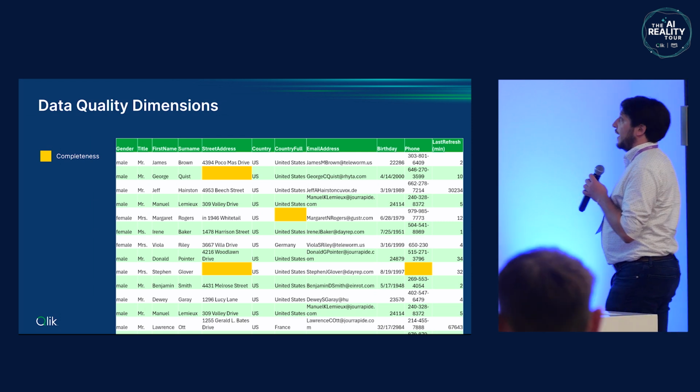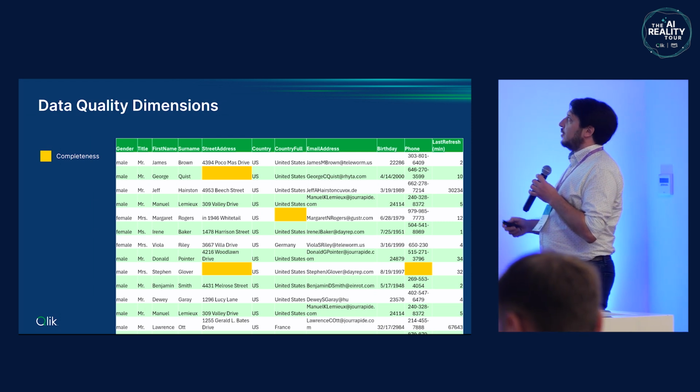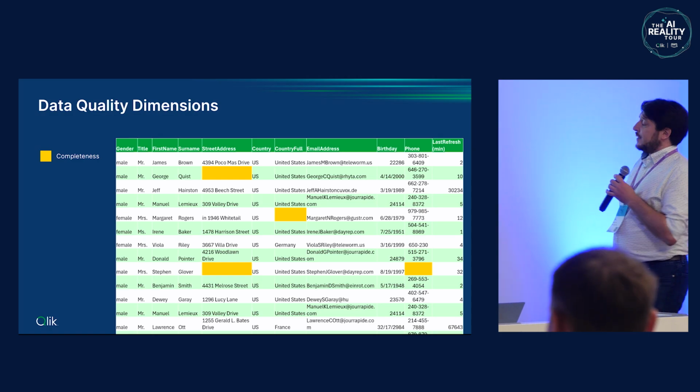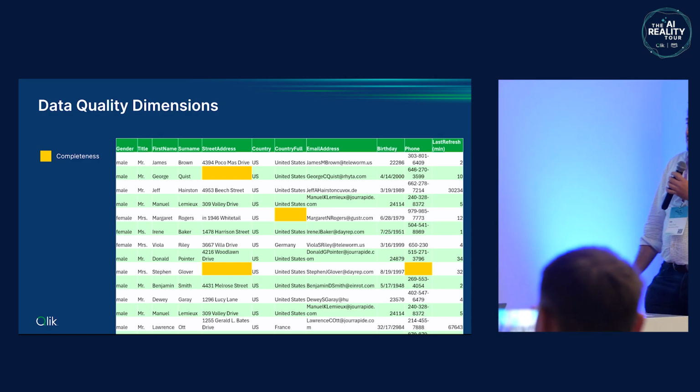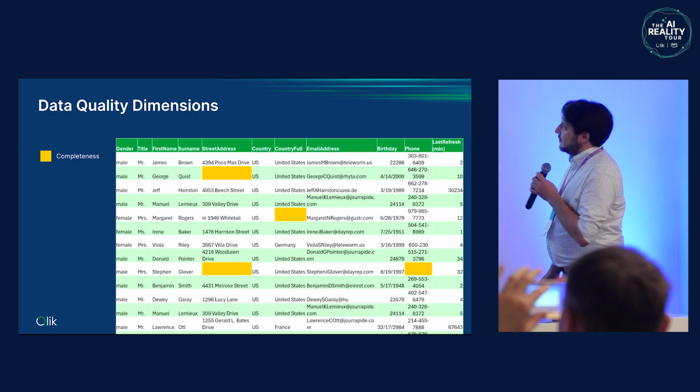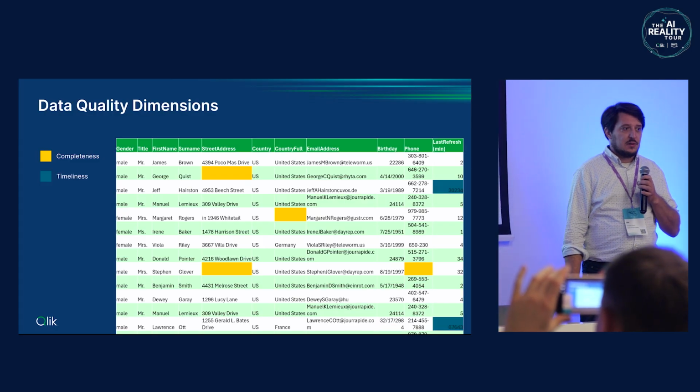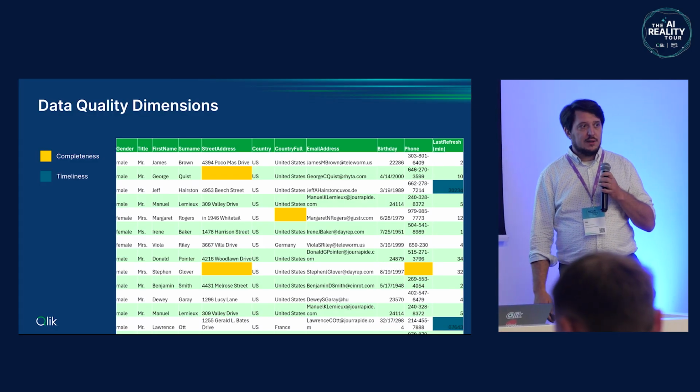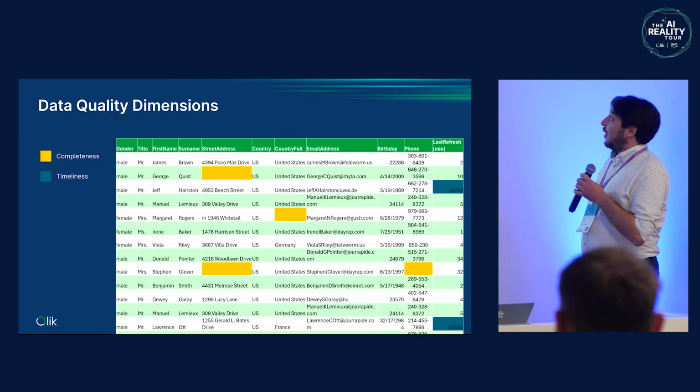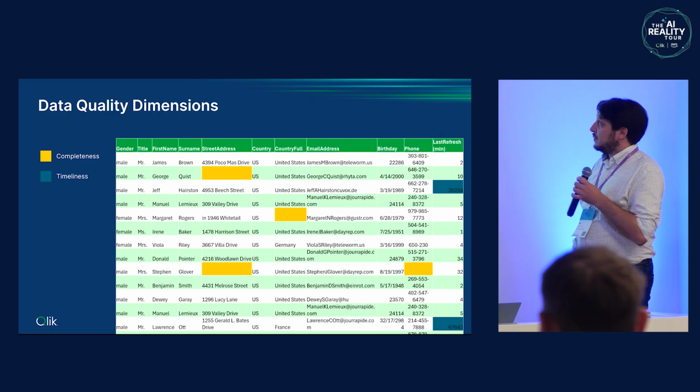Basically, it looks like a normal Excel sheet. And then we look at certain things. The first thing is completeness. So you see, there are gaps, empty values, yeah? What should we do about this? Can we fill them? How shall we handle it if they are there?